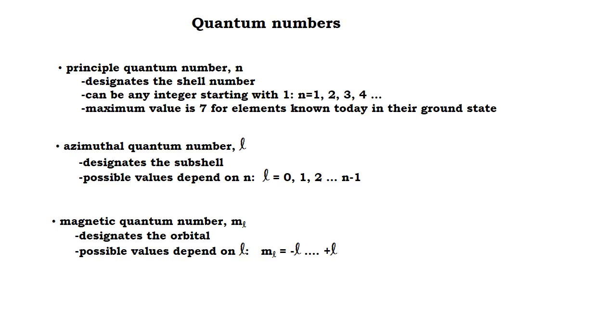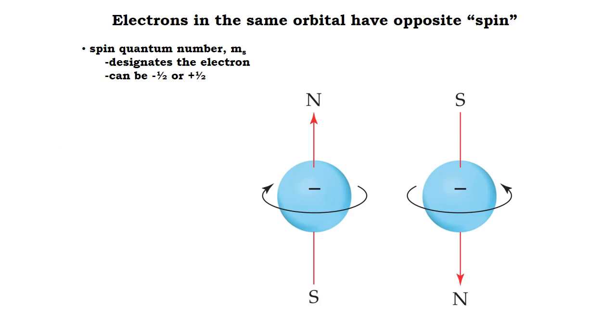Now the last value is the spin quantum number, which is m sub s. This designates the actual electron, and it's either plus 1/2 or minus 1/2 depending on its spin, if it's up or down. So one of these is plus 1/2 and one of them is minus 1/2. This is why, again, we draw electrons as arrows in our orbital diagrams.